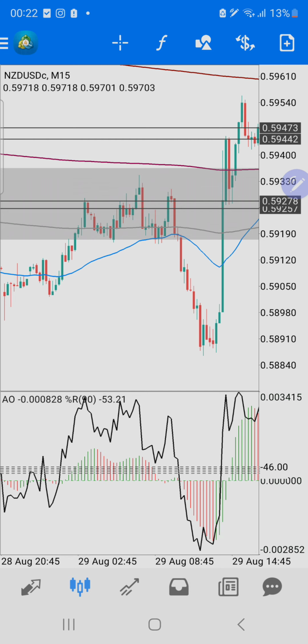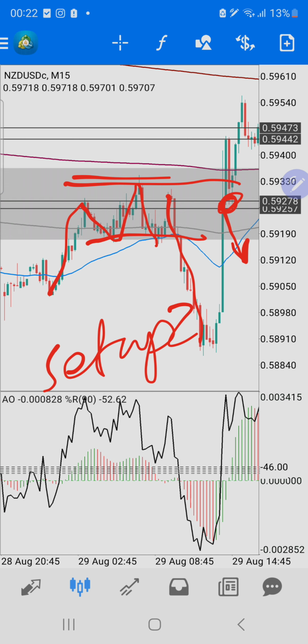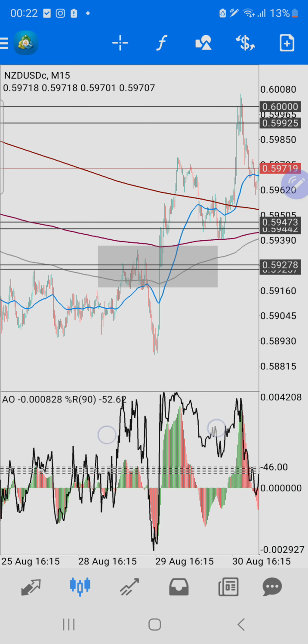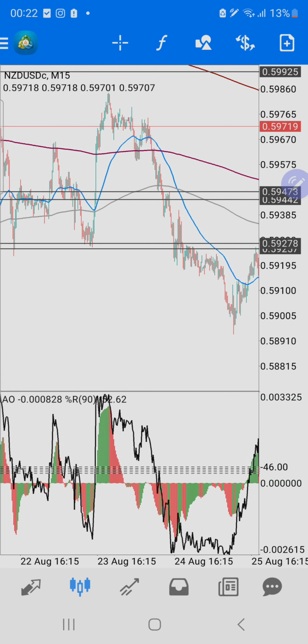So what the market did, the market was supposed to, the market broke the neckline, right? It dropped. It was supposed to sell from here, but it failed, right? After breaking this one, it came down and retested. This is setup number 2. All right, now let's go to setup number 3. Let me delete it first so that I won't be using it in the future.